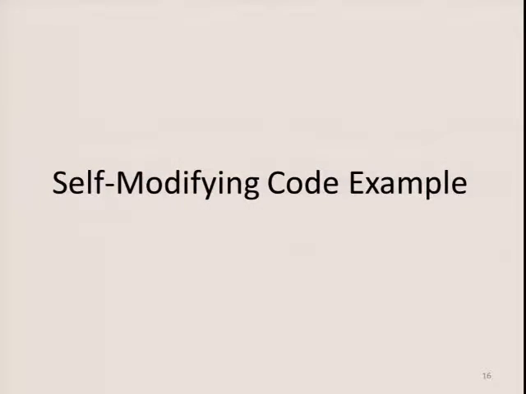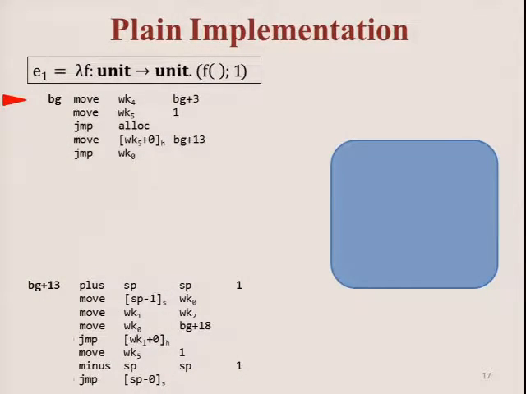Okay, so let me give you a concrete example of this state transition system in the following self-modifying code example. I will show you the example in stages. This one is a high-level ML function, which takes a callback function f, invokes it, and returns 1. It's a simple higher-order function.